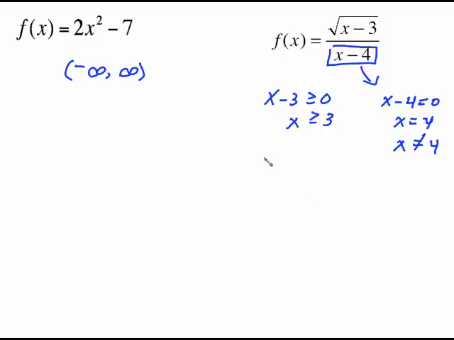Now, as far as our interval notation, we're looking at 3 up to 4 with a curved parenthesis, because that means 4 itself can't be included, union with 4 with a curved parenthesis up to infinity.